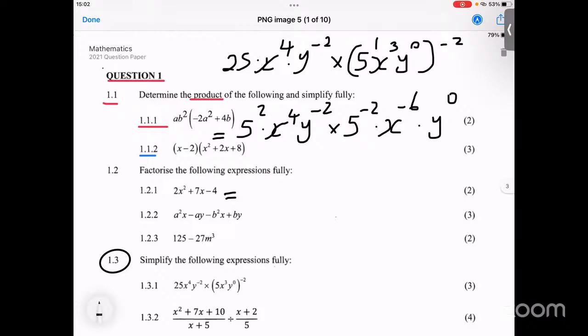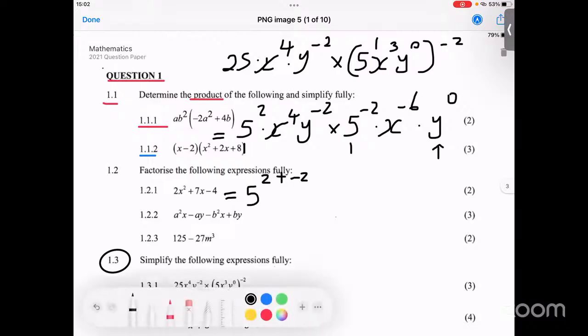Already we know that this thing is the same as 1, because when you are having a base to the exponent of 0, automatically it is 1. So now we have that and you can work them out. Same bases, you just combine or add their exponents. So it will be plus -2.